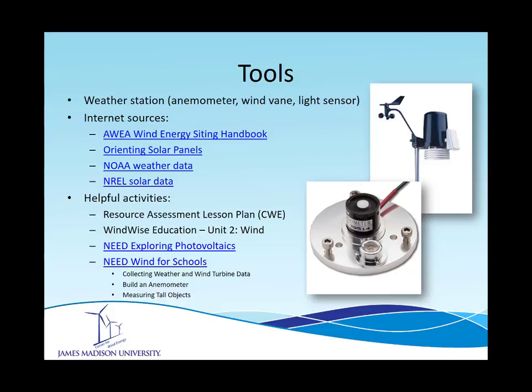Now, the NEED Wind for Schools program curriculum has a couple of other activities that might be helpful. First, collecting weather and wind turbine data. Also building an anemometer so students understand better how anemometers work. And then measuring tall objects is a great activity for students to better understand how to find the height of obstructions around their campus, such as large trees that you're not going to be able to necessarily measure with a measuring tape. So using geometry to measure tall objects.